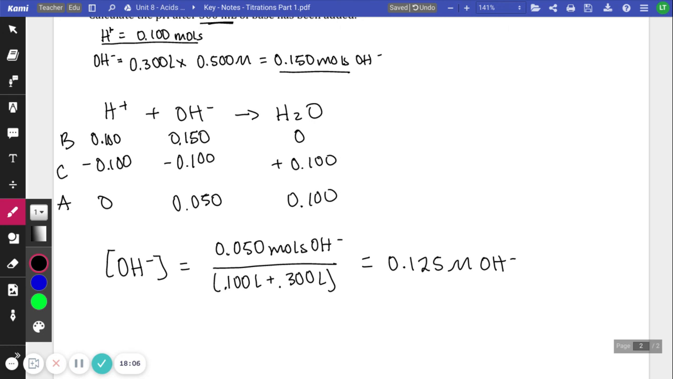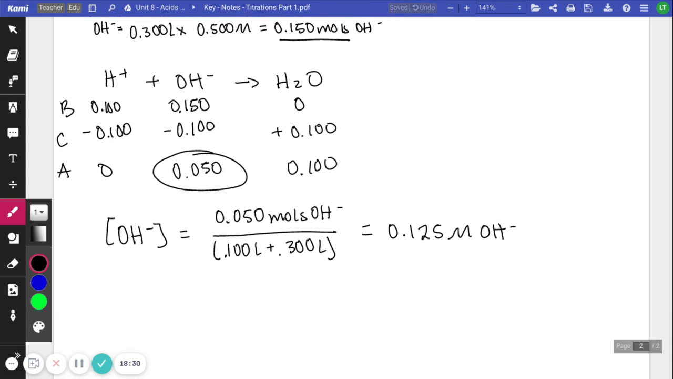So basically what's significant here is our hydroxide ion concentration. Because we've added more base than we had acid, it's going to be a basic solution. So I have 0.05 moles of hydroxide over my total volume, which gives me a 0.125 molar hydroxide solution.